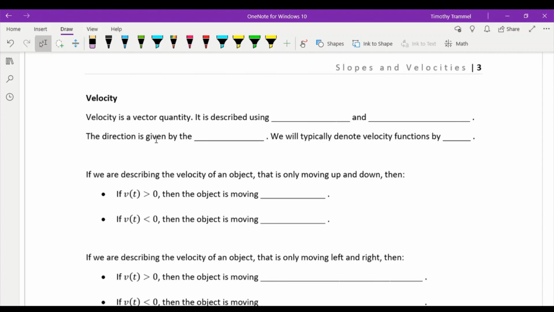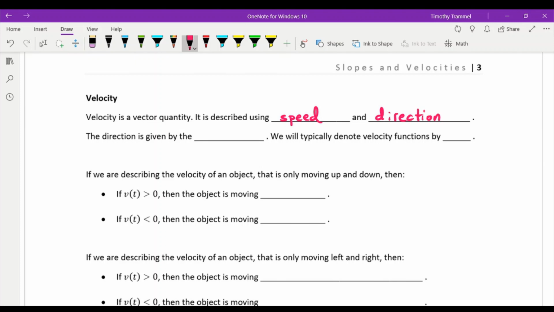For any of you who know what vectors are, vectors allow us to describe quantities, but also give a direction to them. So maybe we have a force, and that force is being applied at an angle of 45 degrees off the horizontal. Now, let's see here with velocity. Velocity is a vector quantity. It is described by using speed and direction.